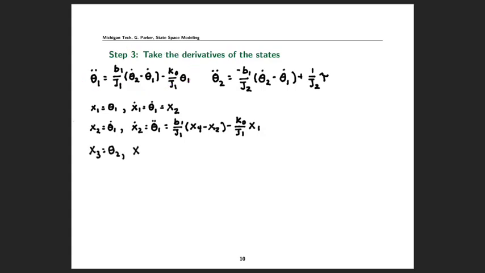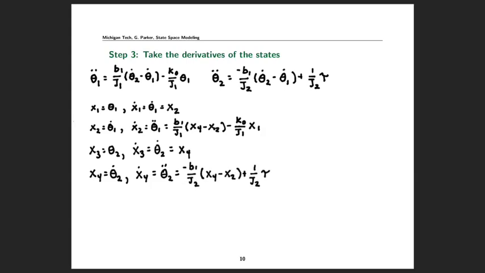x3 is theta 2, x3 dot is theta 2 dot, which is just x4. And x4 dot is theta 2 double dot, and so we have to use our dynamic system equation here in order to represent that in terms of x, and, in this case, an input, tau.